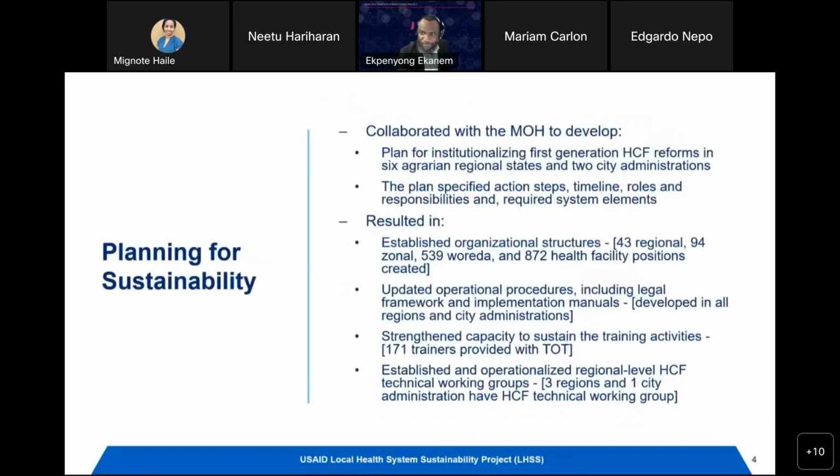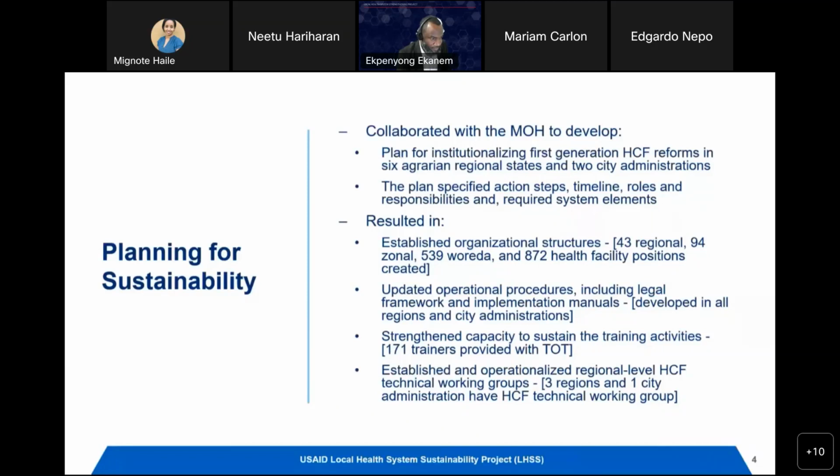To industrialize the reform in a sustainable manner, the program collaborated with the Ministry of Health in developing a plan for industrialization of the first generation reform in 6 regions and 2 city administrations. And this plan clearly specified the action steps required, the timelines, the roles and responsibilities, the financing sources, and the monitoring arrangements. It also clarified the system elements to be put in place in order to facilitate the industrialization process.